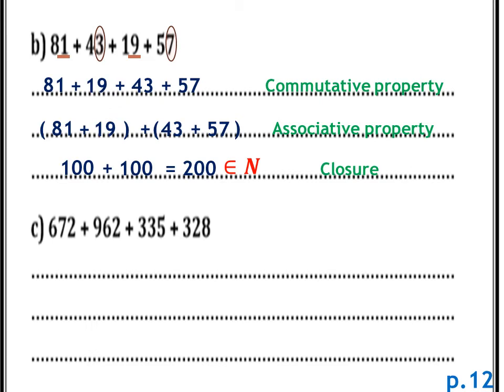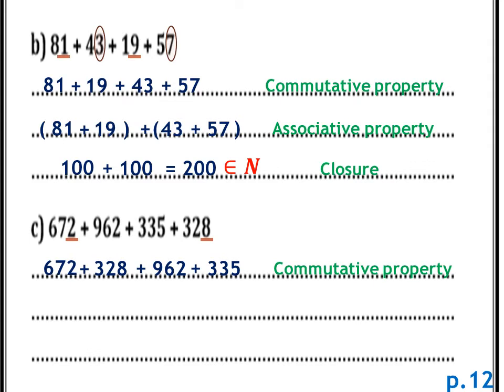And now in letter C, 672 plus 962 plus 335 plus 328. So let's check the unit digit. Here we have 2 and here 8. So check these numbers on the calculator and put them beside each other. So 672 plus 328. And here we have 2 and 5. Can we put them beside each other? Yes, we don't have other numbers. So 962 plus 335. And the name of this property is commutative property.